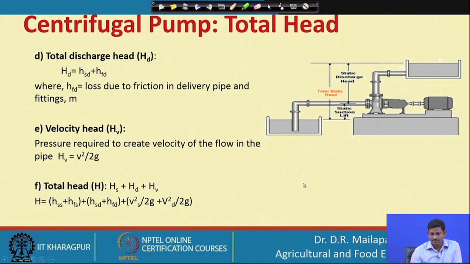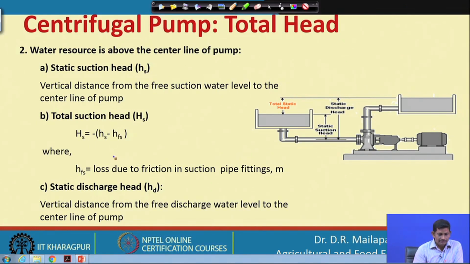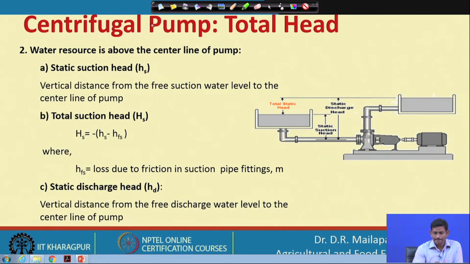Similarly, the water source which is above the center line of the pump, if you see. In this case also we consider the suction case and the discharge case, both cases. In this case the static suction head, because this is above the center line, is the vertical distance between the top of the surface and the center line of the pump, and then the total suction head will be Hs minus Hfs.